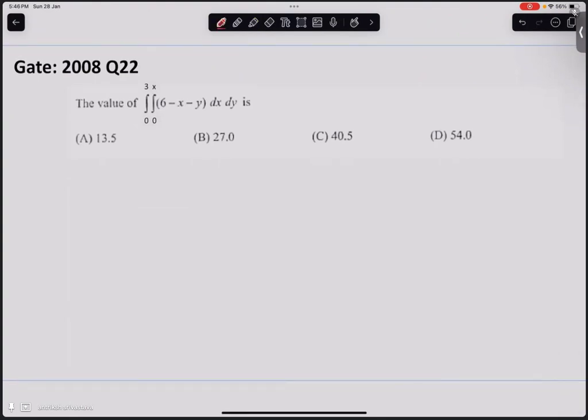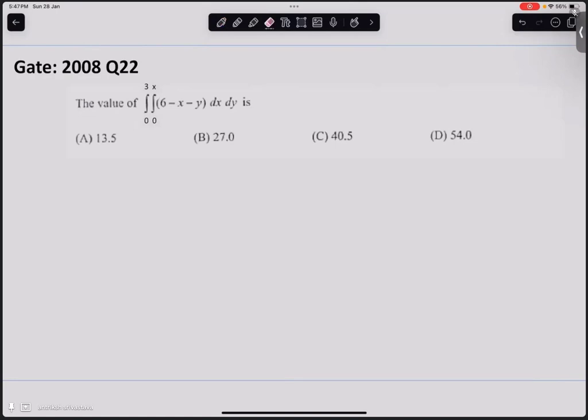Question number 2, GATE 2008, question number 22. The value of the integral 0 to 3, integral 0 to x, 6 minus x minus y dx dy is. We have options 13.5, 27, 40.5, 54. Okay, so this is an integration based question, double integration, pretty simple question.